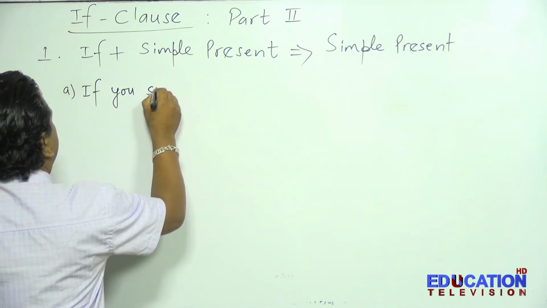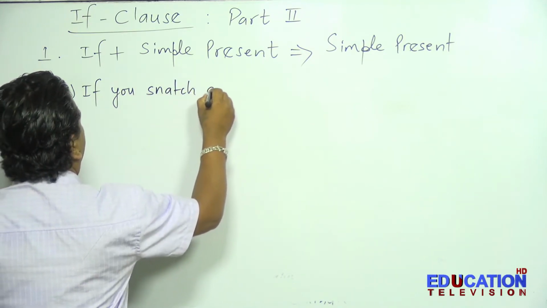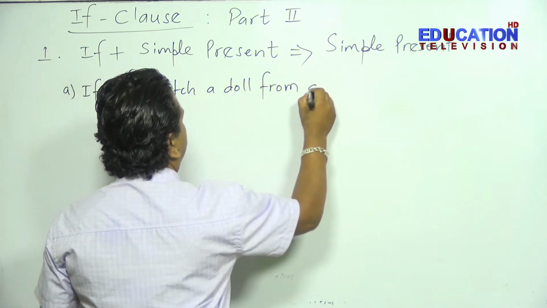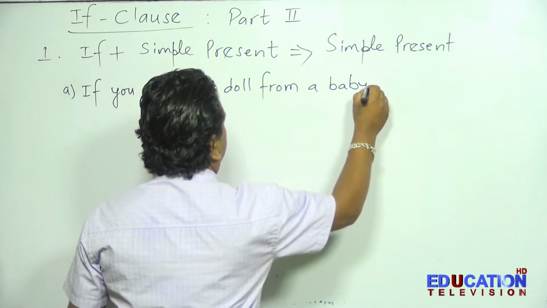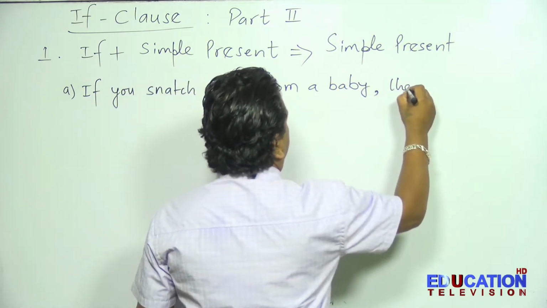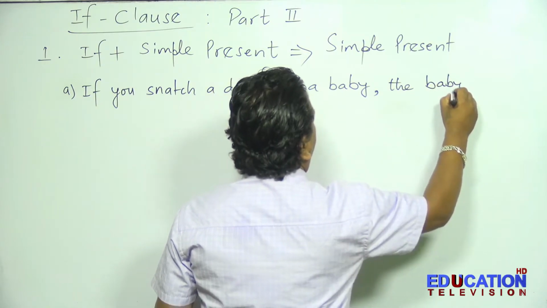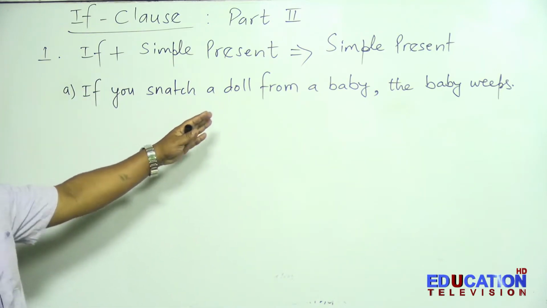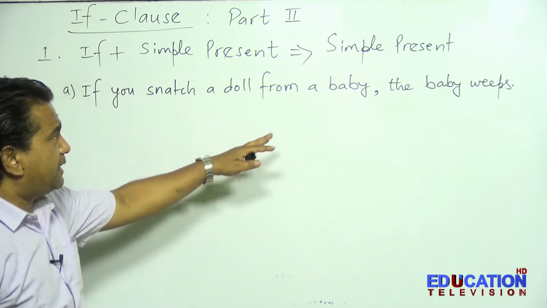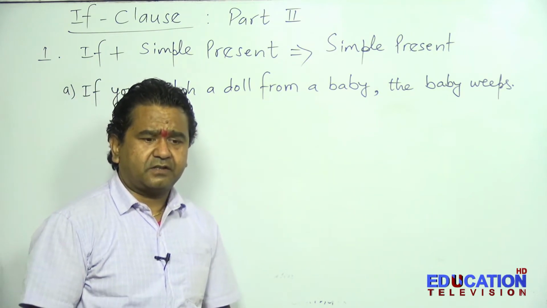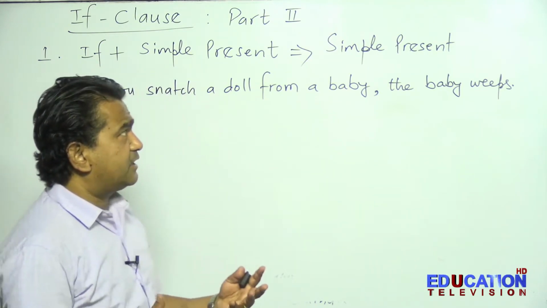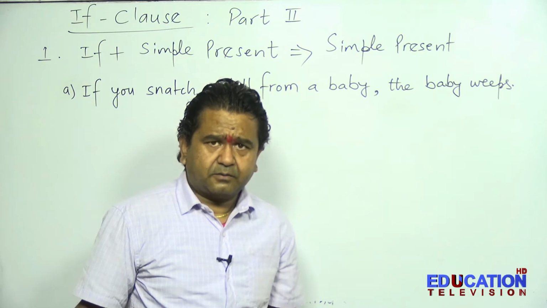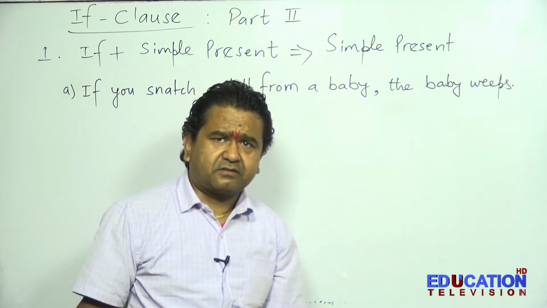If you snatch a doll from a baby, the baby weeps. Let us see. If you snatch a doll from a baby, the baby weeps. What's the condition? This is the natural one. Snatching a doll from a baby and the baby weeping. That's natural. If you hit me, it pains. Natural.